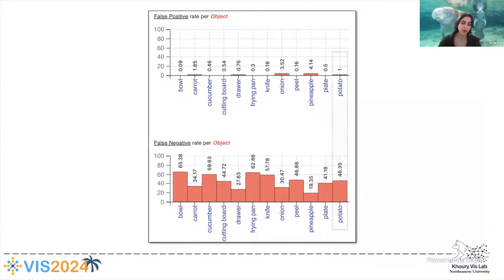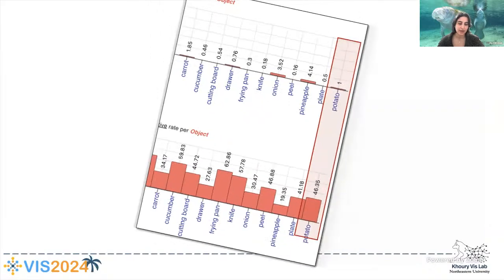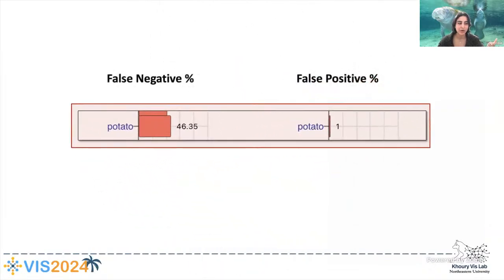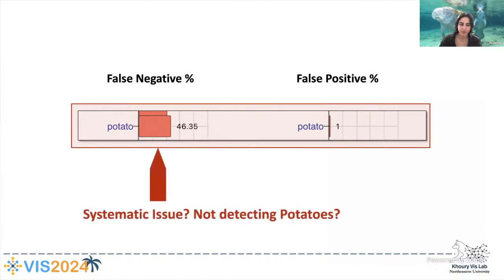But you can also compare an element vertically because they're aligned and see, oh, maybe for example potato has false negatives 50% of the time, so that is an avenue of search, right? I can start my search by looking at potatoes and why it's being missed. And it could be a systematic issue.